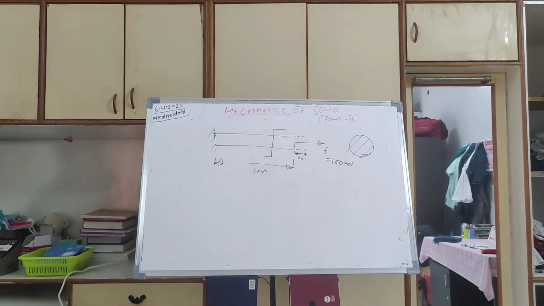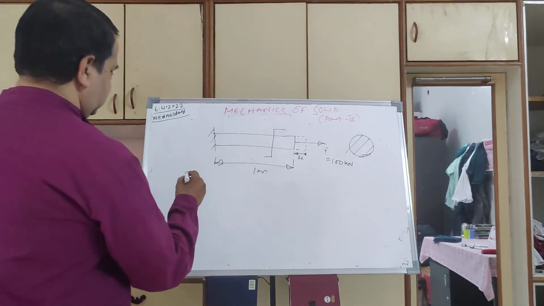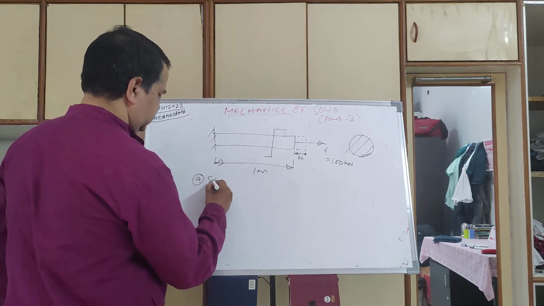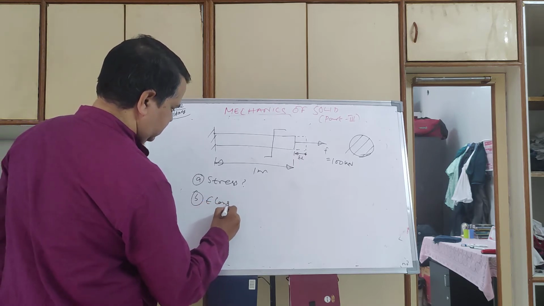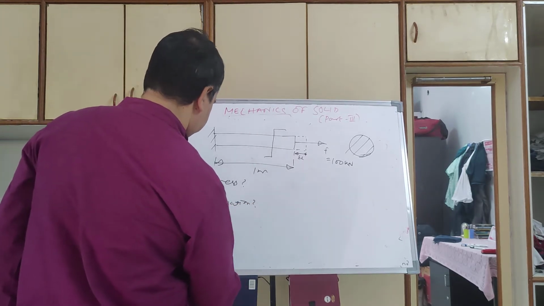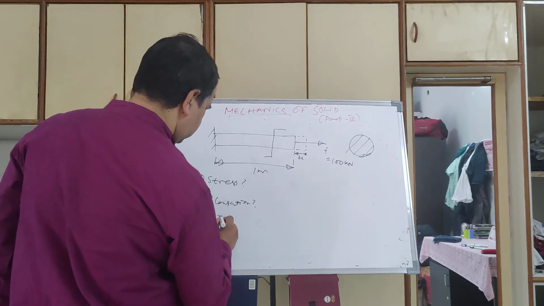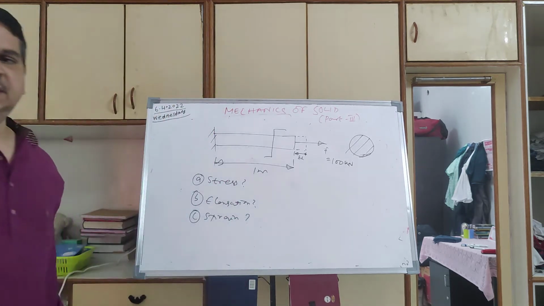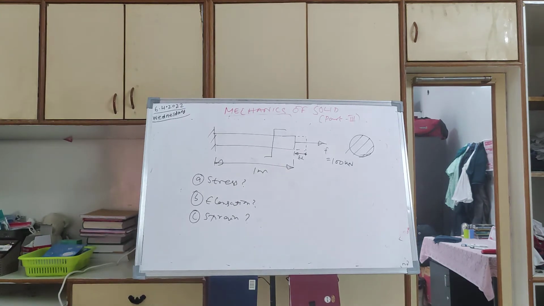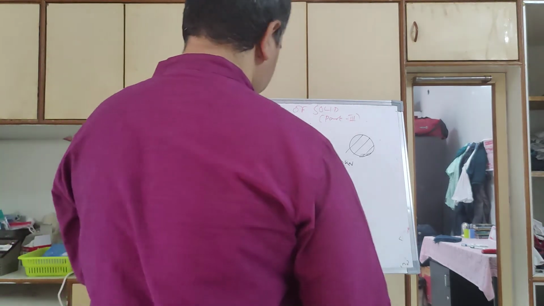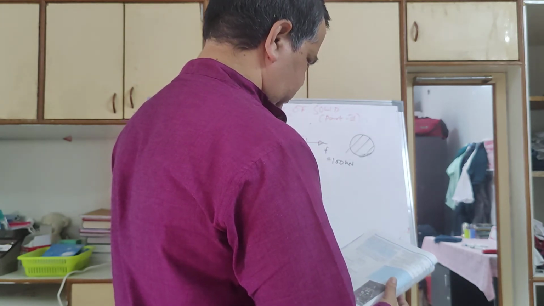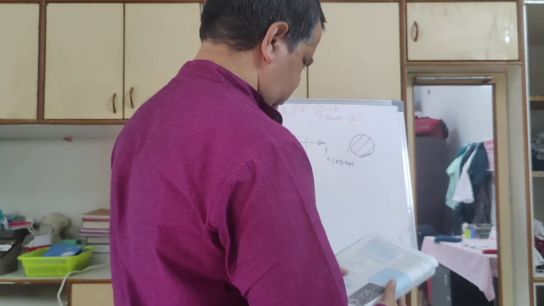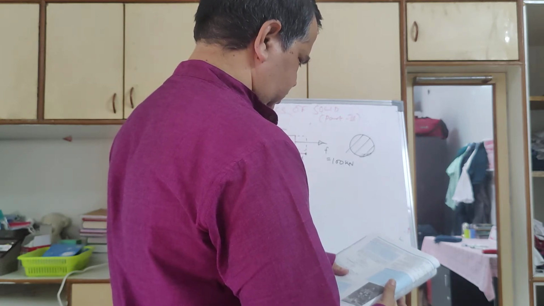Calculate stress, elongation, and the strain on the rod. So what are the questions? A, stress, how much? B, elongation, how much? C, strain, how much? So these are your 3 questions. It's very straightforward. So the length. Young's modulus.